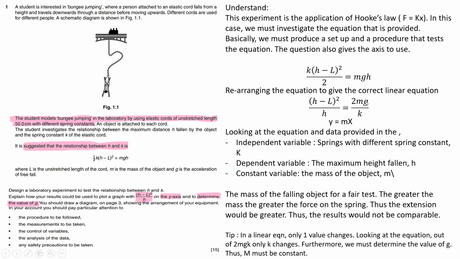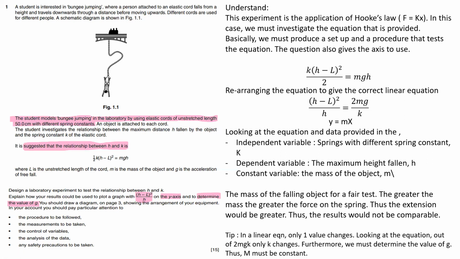So g must be constant, and you're finding the value of g. So m and 2m must be constant, because just take note of this tip. In the linear equation, only one value changes. So looking at the equation 2mg over k, that's a typo over here, only k changes. Furthermore, we must find the value of g. So that must mean the m must be constant.